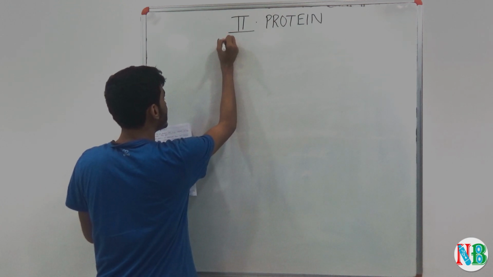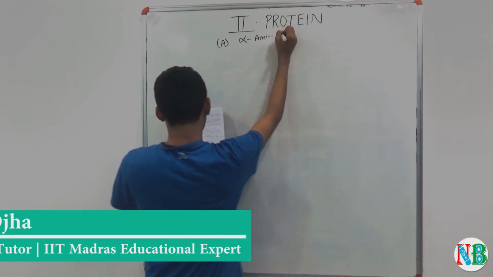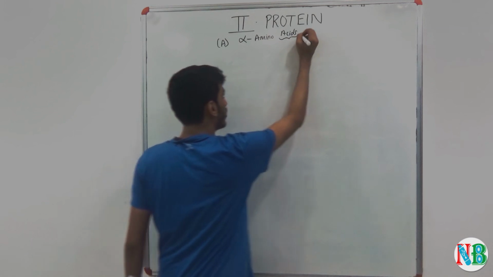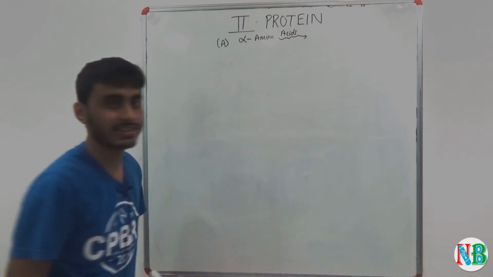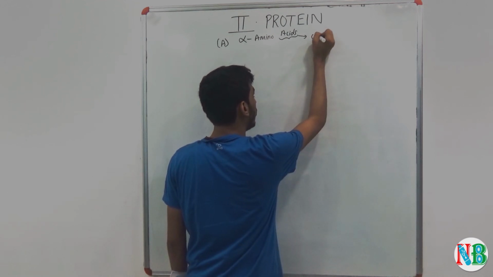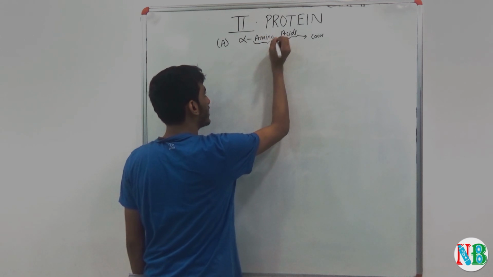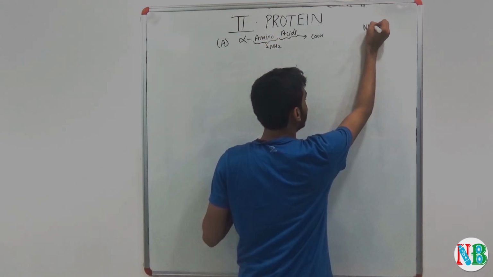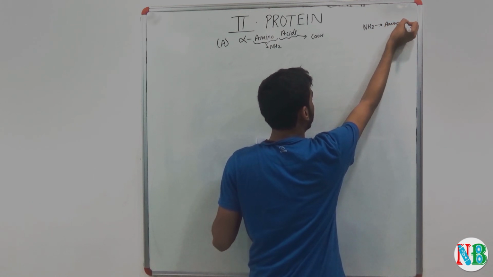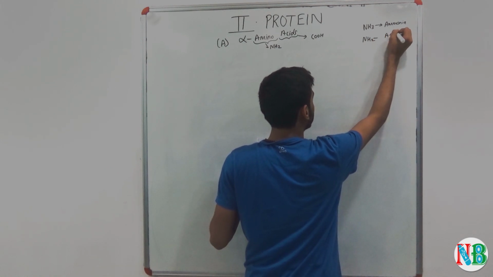Now the first section is about alpha amino acids. It's an acid, so it should consist of some kind of acidic unit. So in the case of an alpha amino acid, we have COOH. For the amino group, we know that NH3 is known as ammonia. If you remove one hydrogen, it forms a group called the amino group.